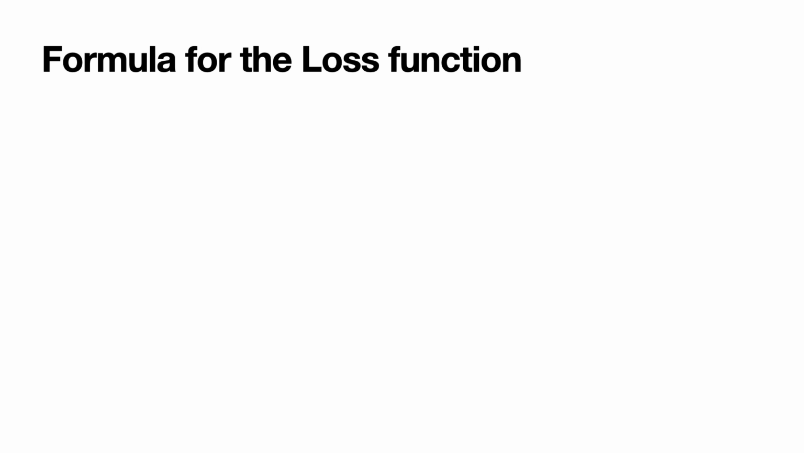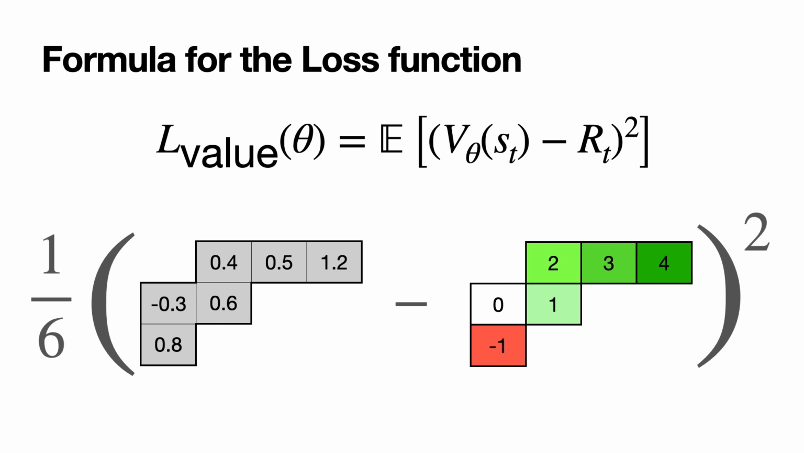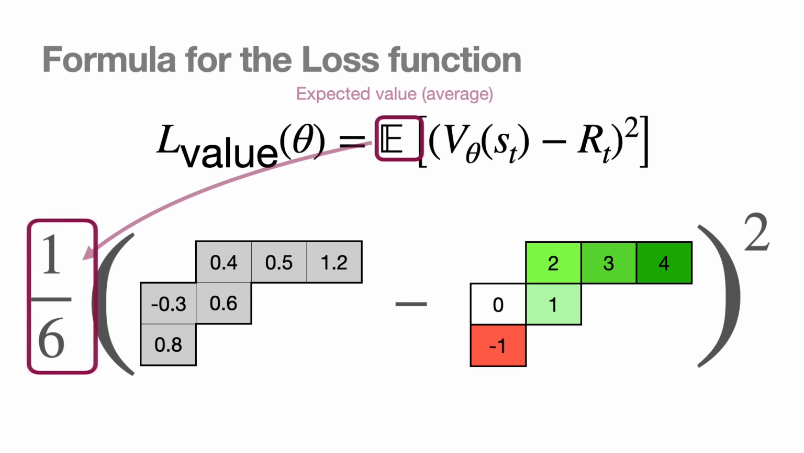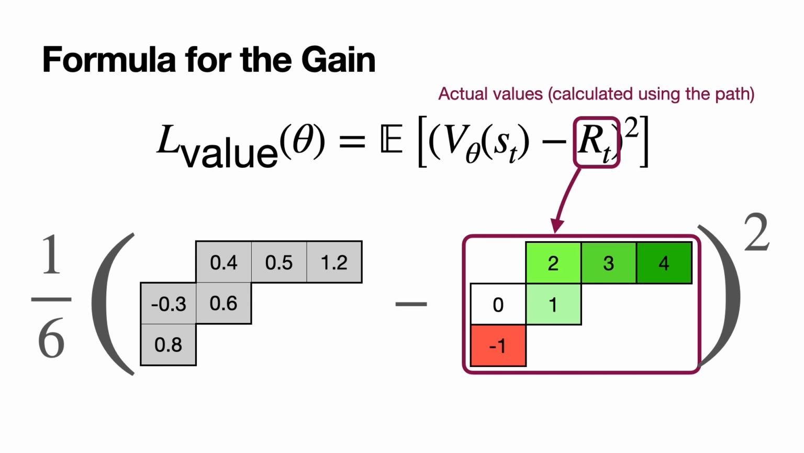Now, if you like formulas, then here is the formula for the loss function of the value neural network. That looks complicated, but that's exactly what we saw here. Let me show you. So this E over here is the expected value, but the expected value is nothing more than an average. Remember, this 1/6 was when we averaged over 6 numbers. Now, what is this? Well, V is the value neural network and S_t is the states. So those are the values that the neural network thinks those particular states in that path are. And what is R_t? Well, those are the actual values that the neural network wants to get to.